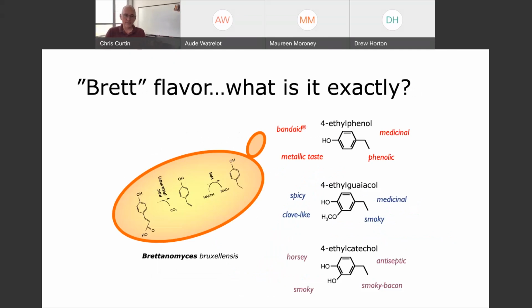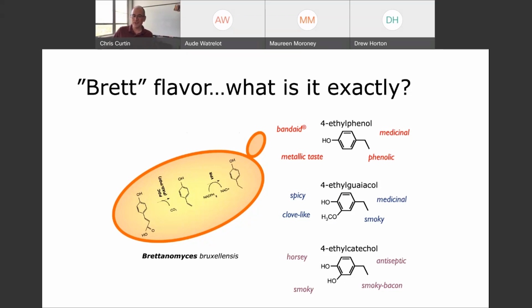When we're talking about Brett flavor, mostly we're talking about the contribution from volatile phenols: 4-ethylphenol, 4-ethylguaiacol, and 4-ethylcatechol. These are produced by a metabolism that Brettanomyces has. I think you can see my cursor. The first part here is the conversion of hydroxycinnamic acids into vinyl phenols. Plenty of yeast and bacteria, including Saccharomyces cerevisiae, can do that. The vinyl phenols aren't as big a problem. In fact, in red wines, these can actually help with stabilizing pigments.